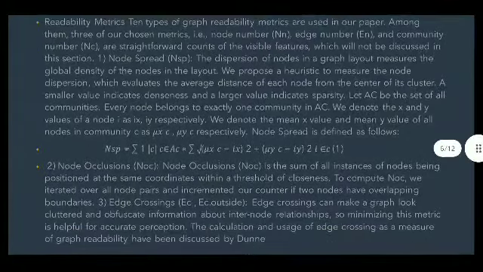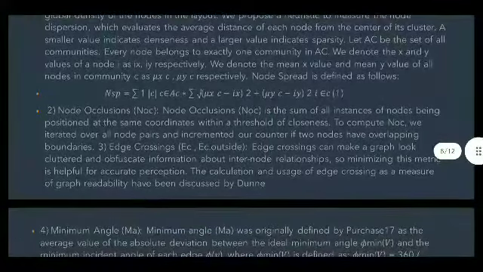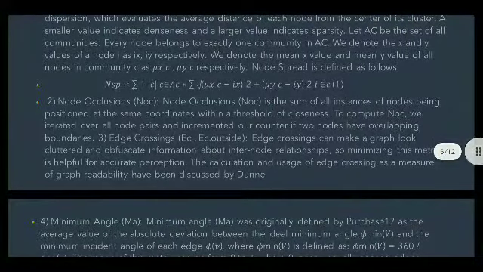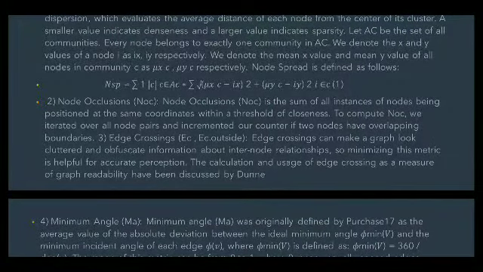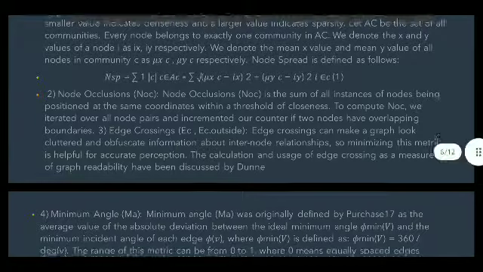Next, node occlusions. Node occlusion is the sum of all instances of nodes being positioned at the same coordinate within a threshold of closeness, to compute NOC. We iterate over node pairs. And we have edge crossings, which can make the graph look cluttered and obfuscate information about internode relationships. And we have minimum angle.